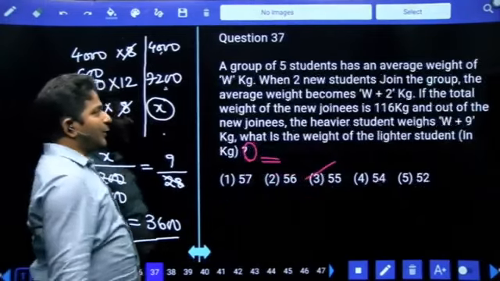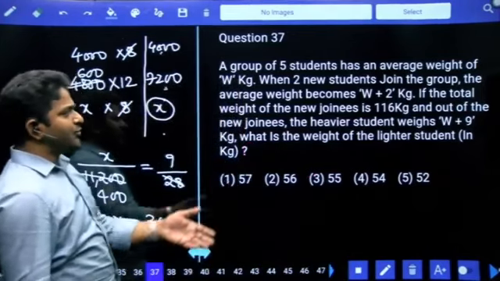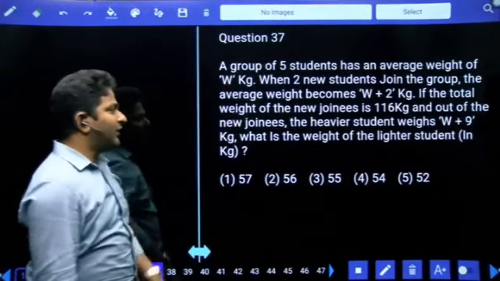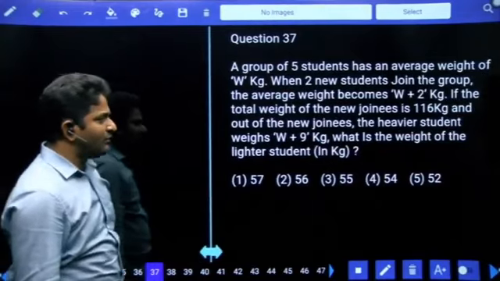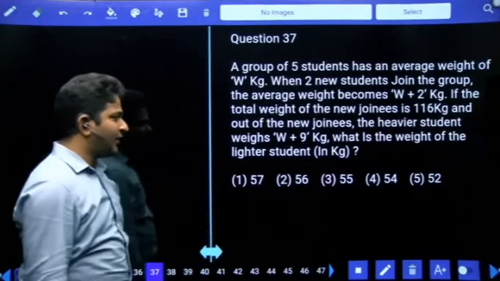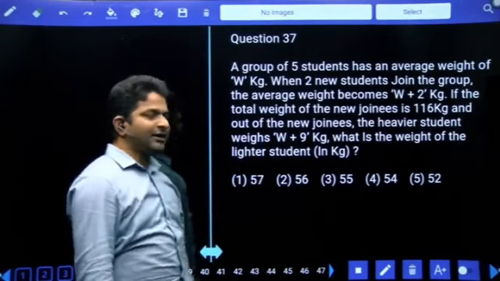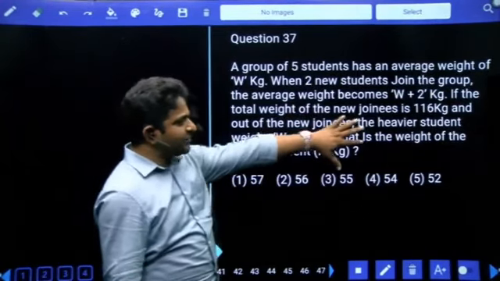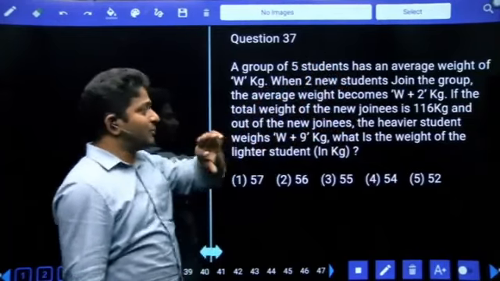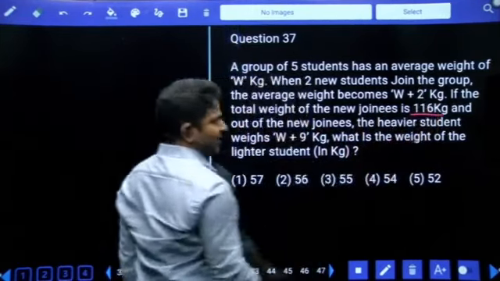Next. A group of 5 students has an average weight of W kgs. When 2 new students join the group, the average weight becomes W plus 2. If the total weight of new joinees is 116, and out of the 2 new joinees, the heavier student weighs W plus 9 kgs. What is the weight of the lighter student? Let's come to this question later, but let's first identify how much is the total weight of both the candidates. Total weight of candidates is already mentioned as 116.